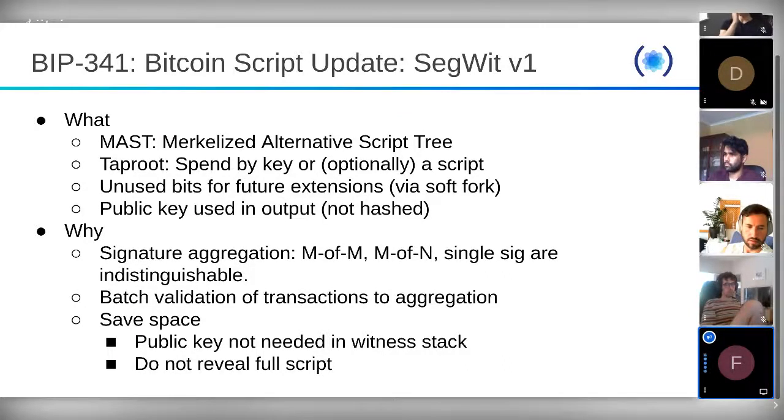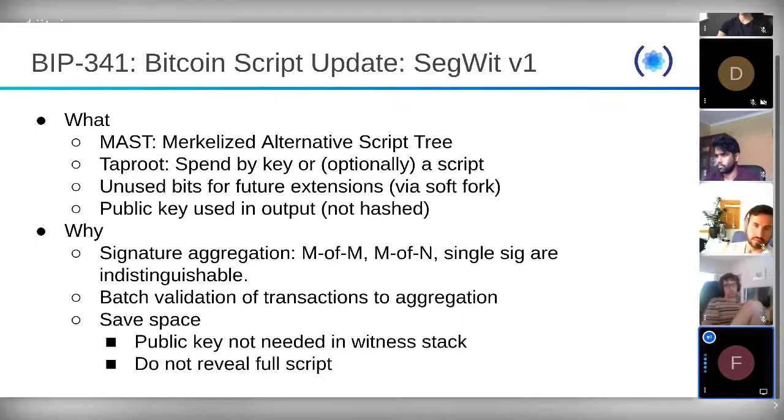And then saving space. So as we discussed with public key hash, you have to reveal the public key and signature to be able to spend the output, because you have a hash in the previous output and not the public key by itself. So with Taproot, because you have the public key by itself in the output, it means that in the witness stack, you only need the signature. You don't need to have the public key and the signature.